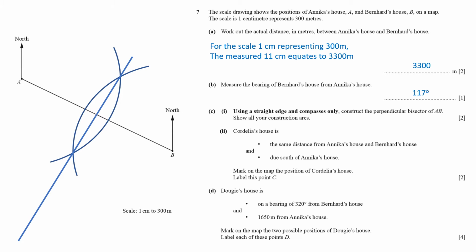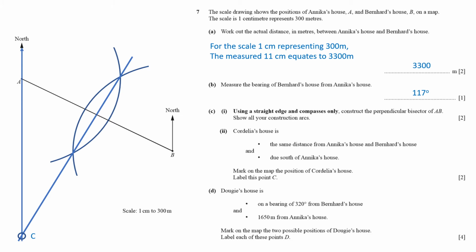Start by positioning the compass a bit more than half the length of AB and inscribe the arcs from A and B. The bisector is a straight line that joins the two arc intersects. Next, Cordelia's house is the same distance from Anika's house and Bernhard's house and due south of Anika's house. Mark on the map the position of Cordelia's house and label this point C. This would be the point of intersect between the vertical line that cuts across A and the bisector.